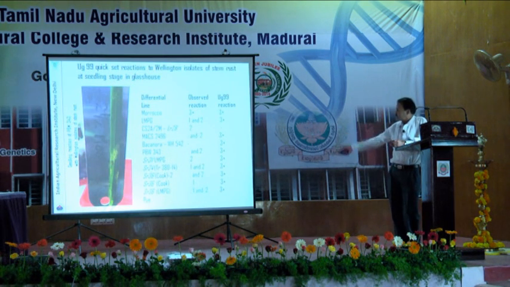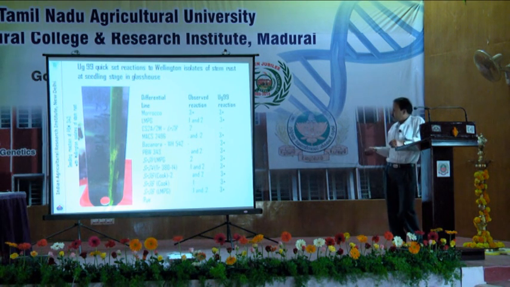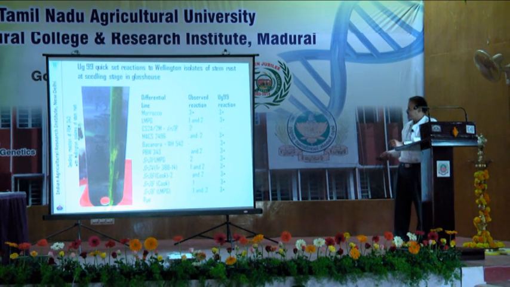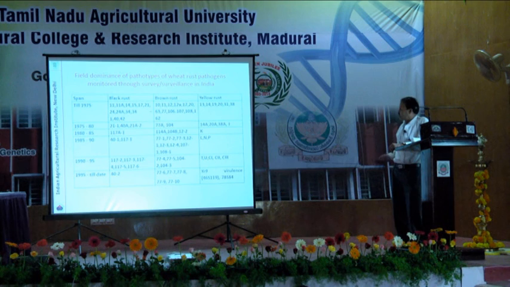And these are the quick sets. These are a number of genes, particularly LR24, SR36, and also SR31, and the highly susceptible one, Morocco, and also rye. We have kept them as checks. The important thing about rust pathotyping is effective gene deployment.